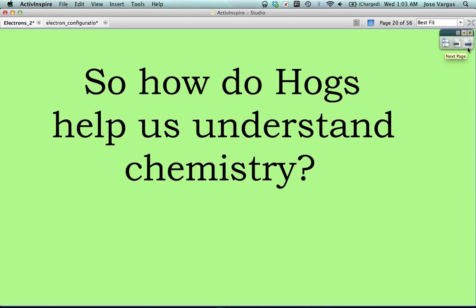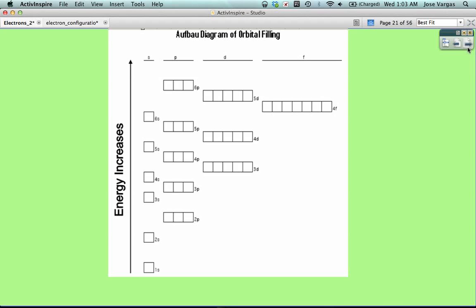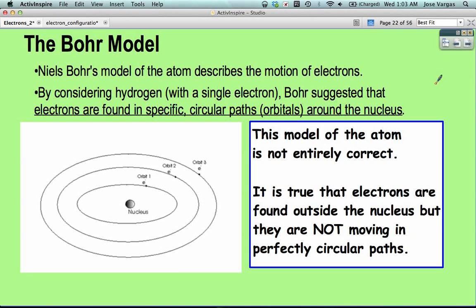So how do we use a hotel to help us understand chemistry? This hotel is really in chemistry called the alpha diagram. It's not a real hotel, but this is what's going to help us place the electrons in their place.